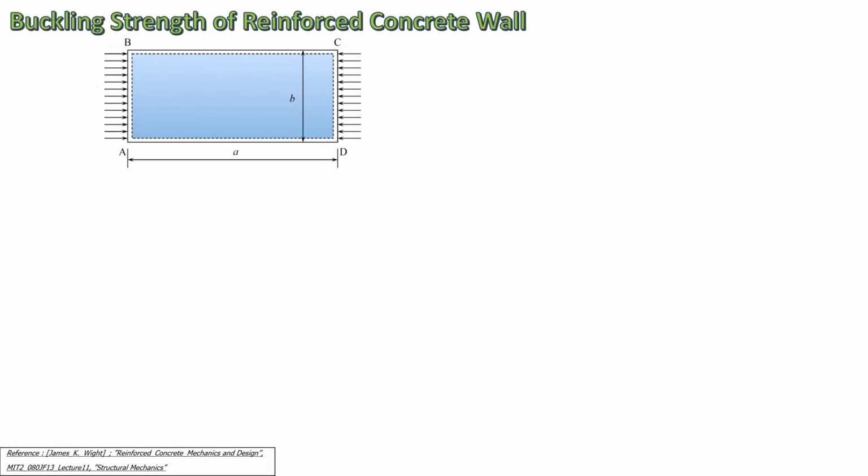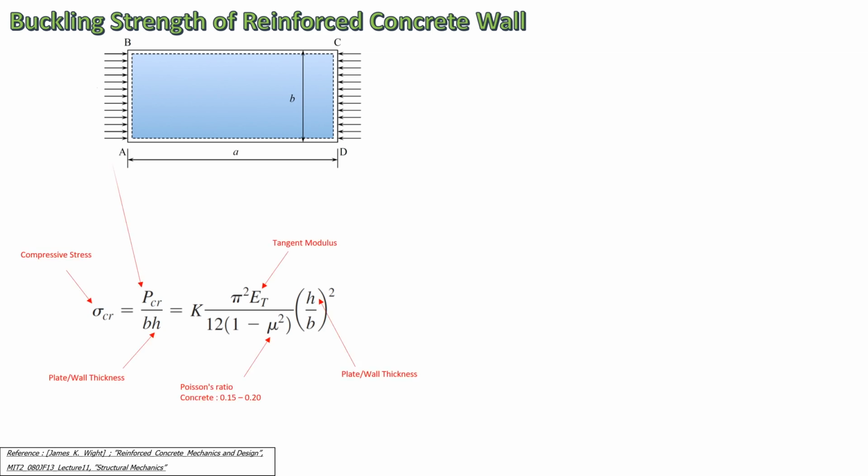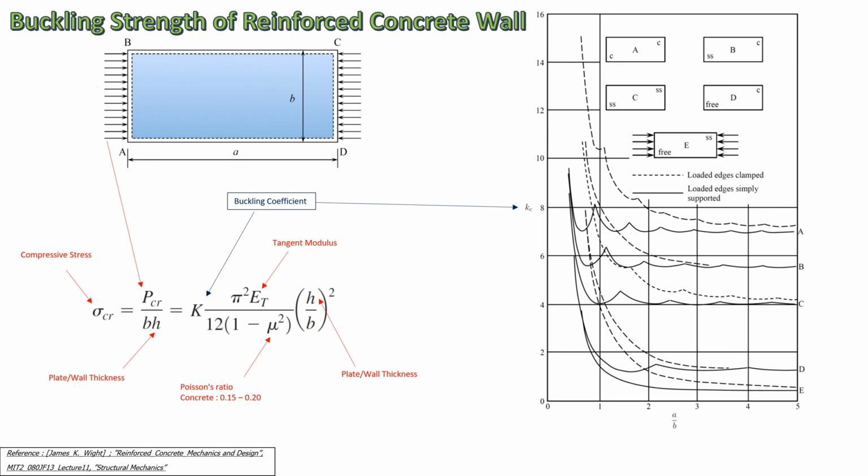The buckling strength of the reinforced concrete wall could be determined by this equation. This equation is almost identical to the equation for elastic buckling strength earlier, except that the former Young's modulus now becomes tangent modulus in order to cater to the nonlinear stress-strain behavior of concrete. The buckling coefficient remains the same regardless if it is made of concrete or structural steel.